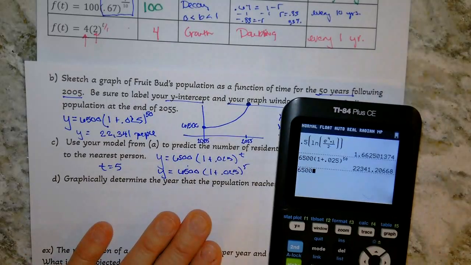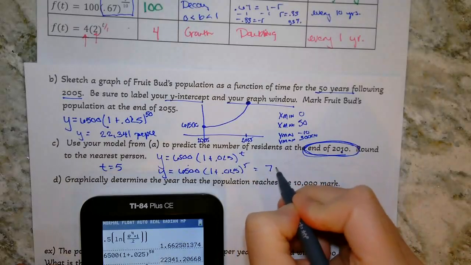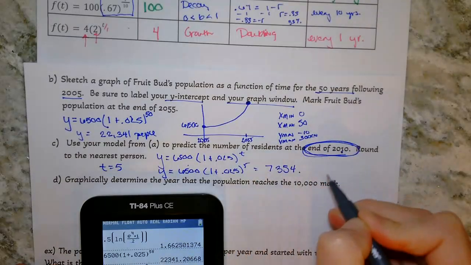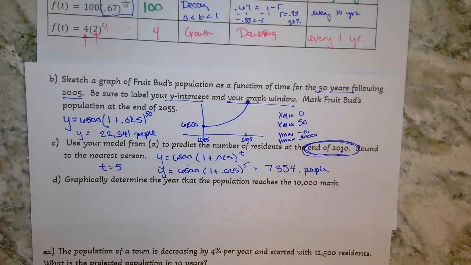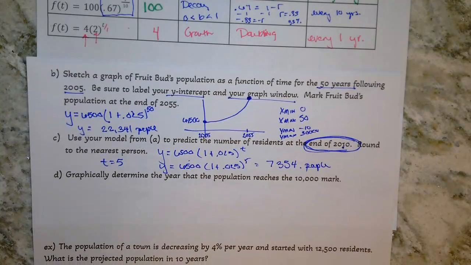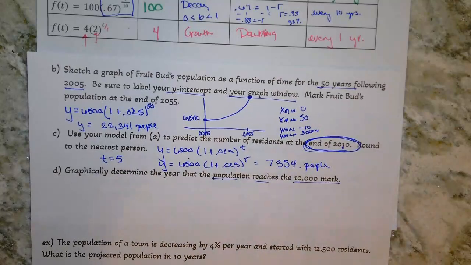Okay, so I've got 6,500 times 1 plus 0.025 to the 5th, and it said to the nearest person, so 7,354 people. All right, graphically determine when the population reaches 10,000.